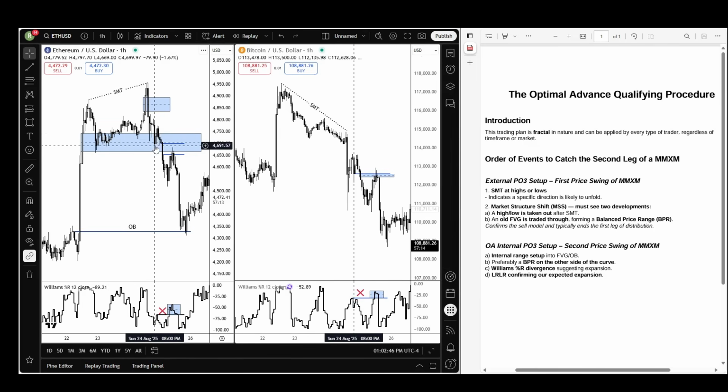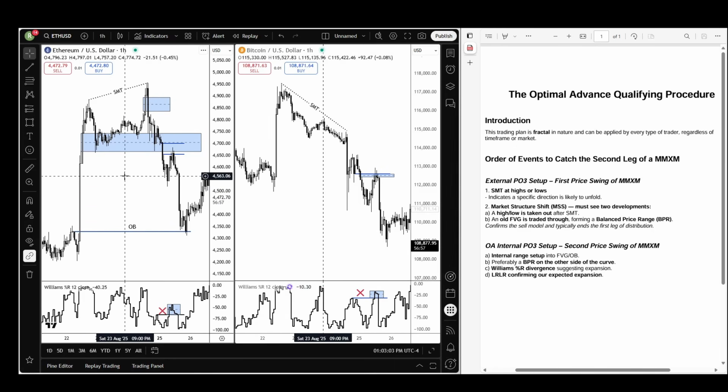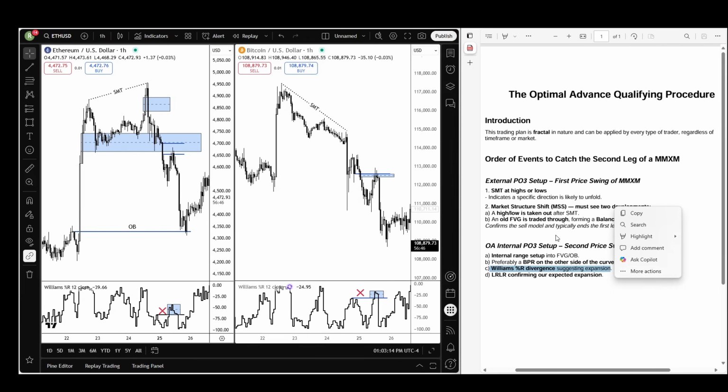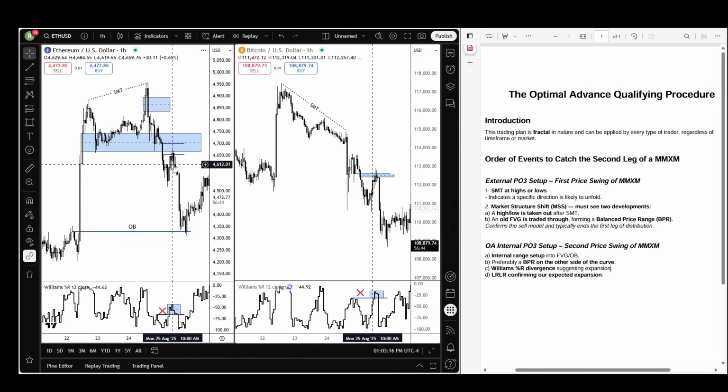No, it doesn't have to trade up into the order block here. It's actually better if it doesn't, because that aids in us expecting the suggested form of price delivery, which is expansion, right? So we have all the PD arrays present that I like to see. And now we want to look for that Williams percent R divergence. Okay, this really gives us confirmation that we are going to see a change in state of delivery, that we are going to see the internal range power of 3 unfold, right?